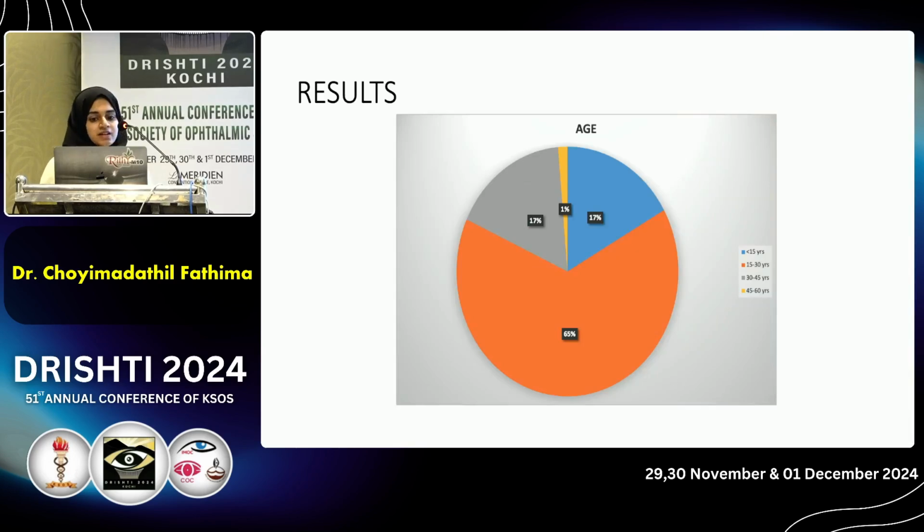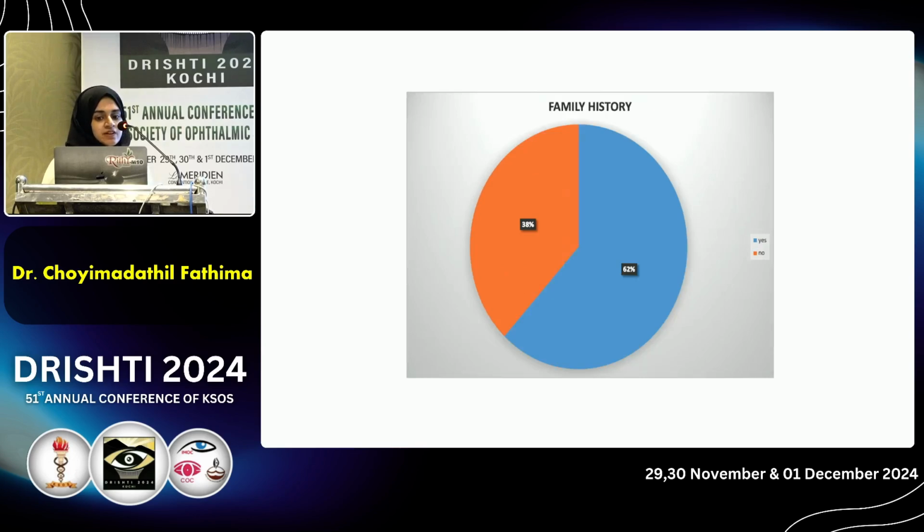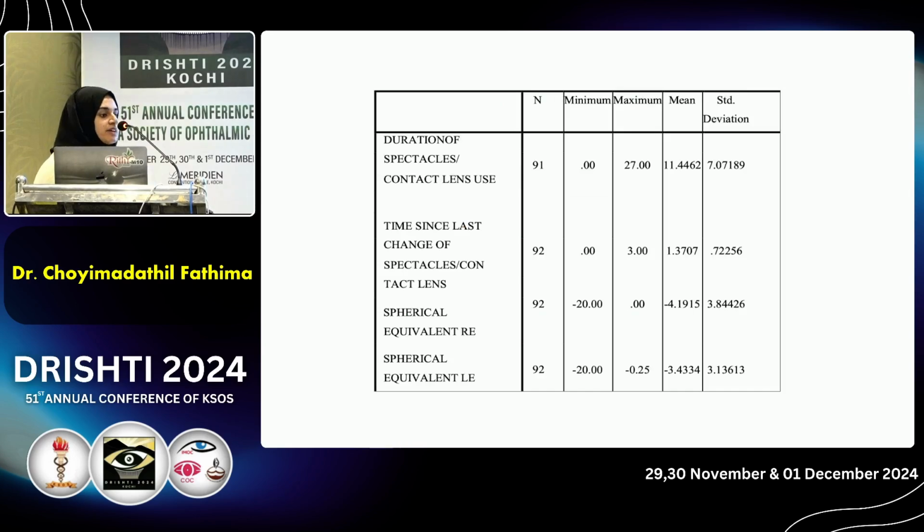Coming to the results. From the study, it was observed that the most common age group was 15 to 30 years, which comprises 65% of the study population. It was found to be more prevalent in females, 63%. A majority of the population gave a positive family history of myopia. Comparing the other variables like duration of spectacle or contact lens use, the mean was found to be 11 years, and time since last change of spectacles or contact lens was a mean of around 1.37 years. Spherical equivalent in right eye and left eye was found to be minus 4.19 and minus 3.43 respectively.